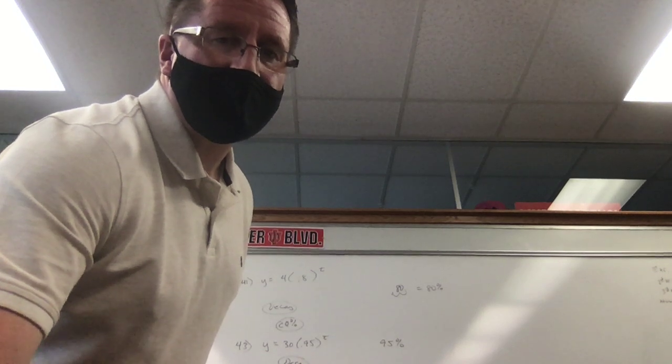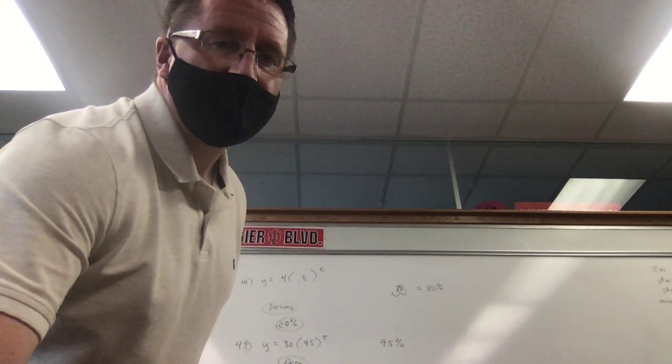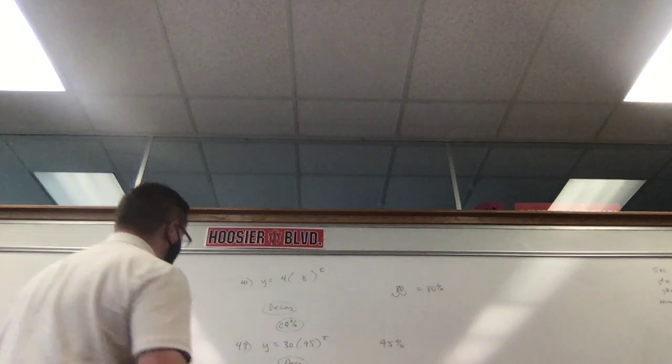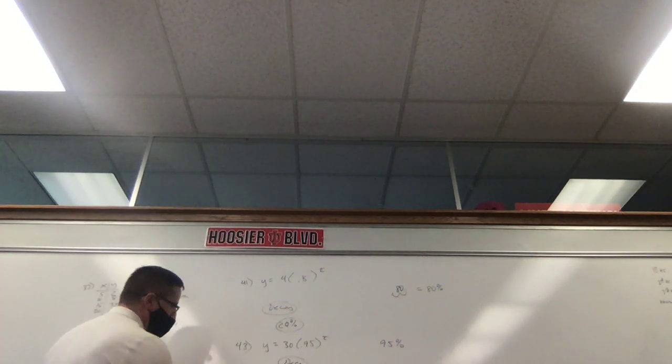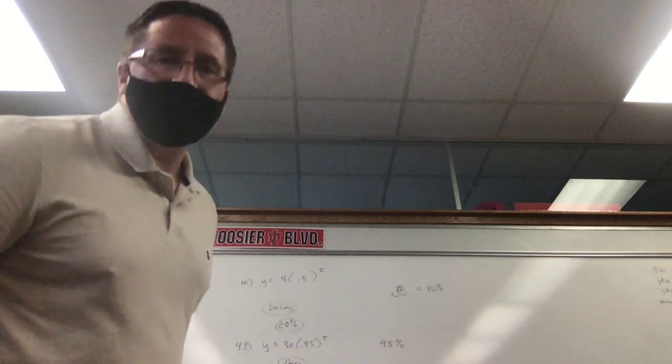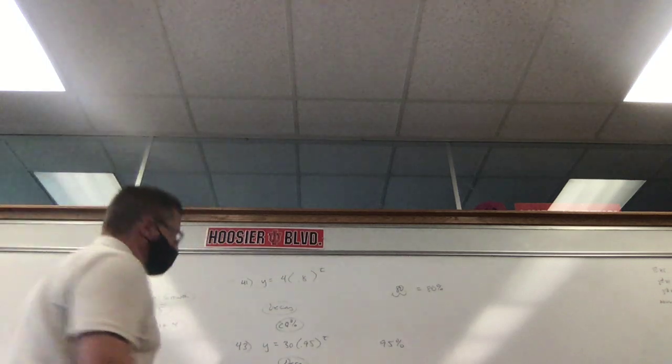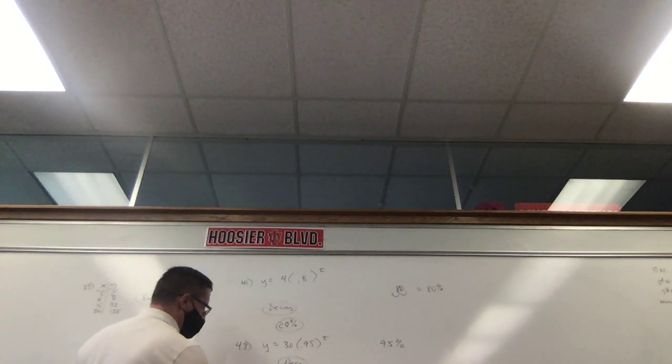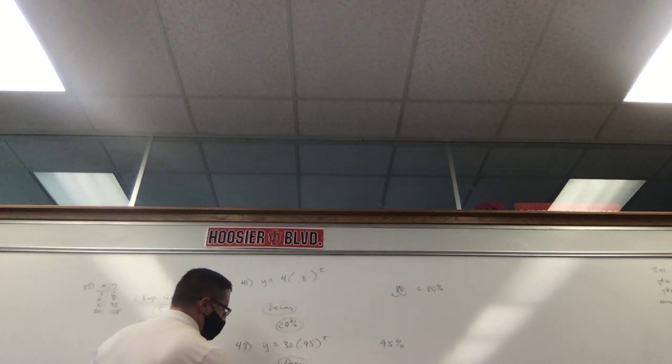Two more of these quick ones, and then two of the tougher ones. Number 45. This is cool. Okay, so we have 0.4 times 1.06 to the t.